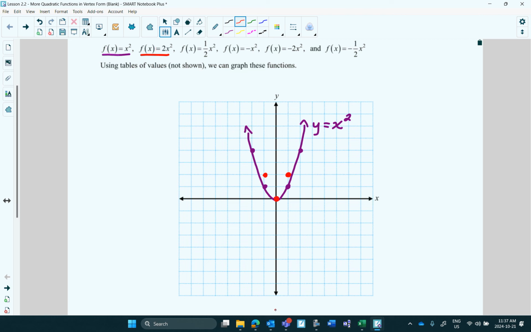Now, without thinking of a table of values, if I went 2 across, normally I go 4 up, right? How much do you think I'm going to go up for 2? 8 up, because it's times 2. And that makes sense, because 2 squared is 4, 4 times 2 is 8. So you see, when we did that one, it was a narrower parabola. Follow the pattern.